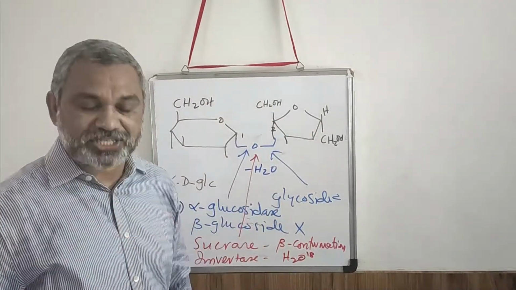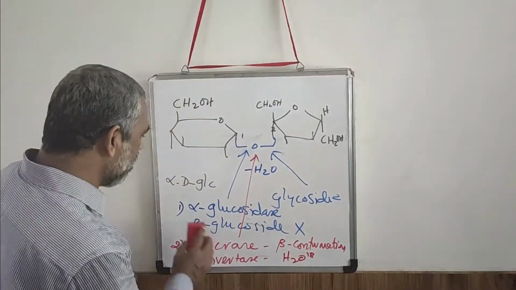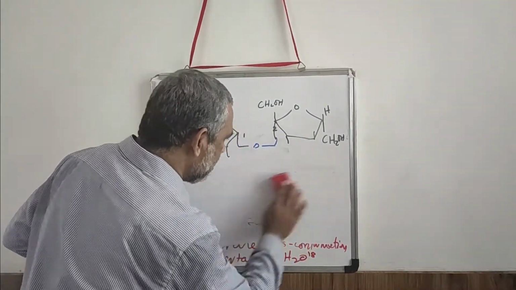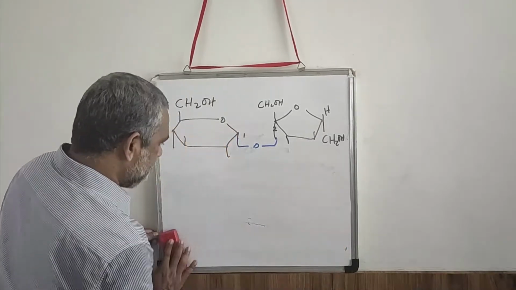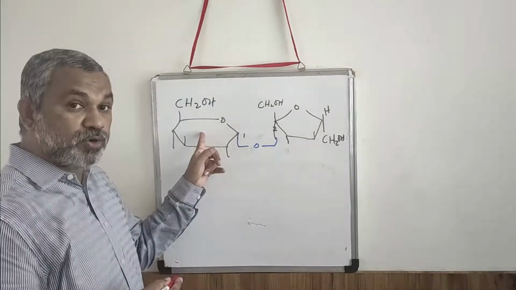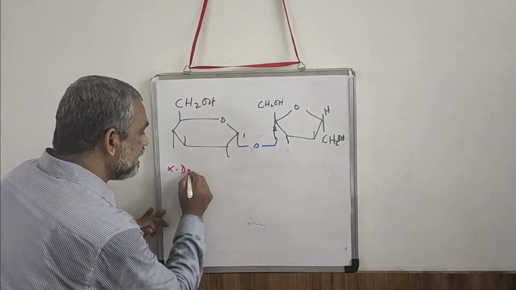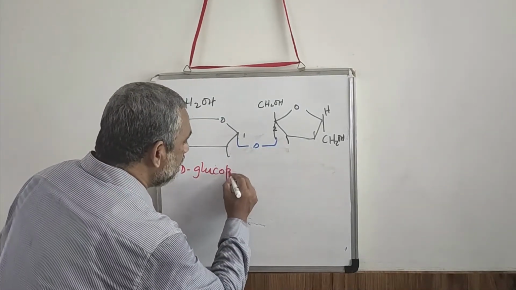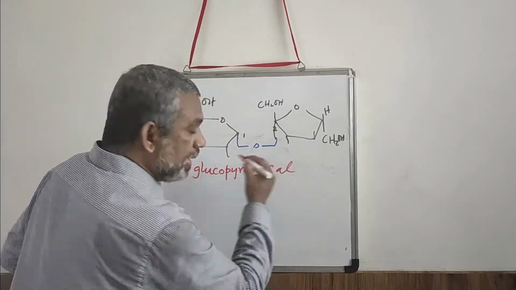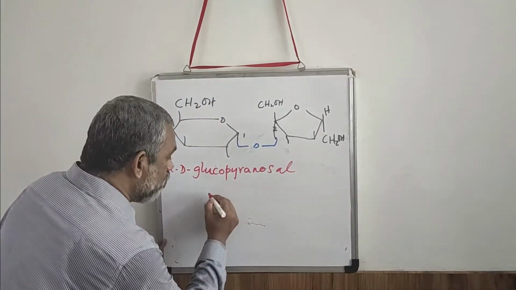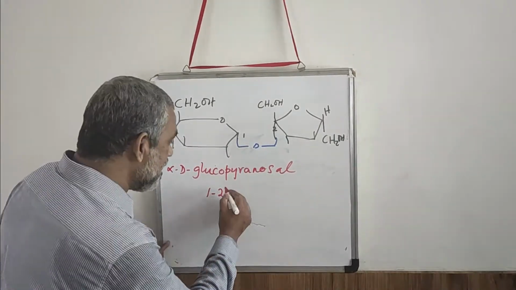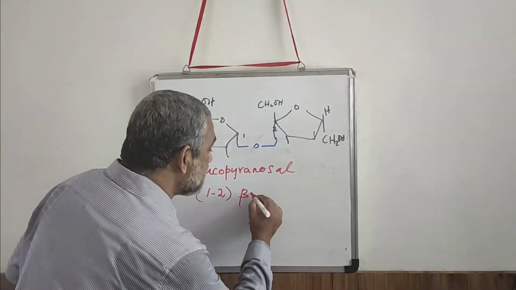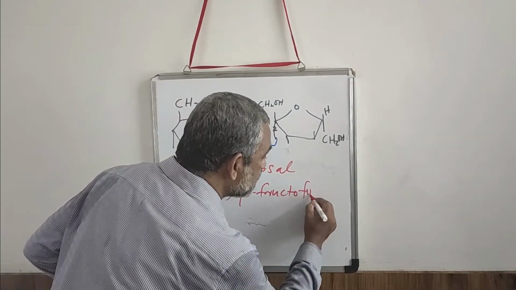This is the structure. So let us name this compound. This is alpha D-glucose, and glucose is existing in the pyranose form, glucopyranosyl. There is a linkage, a 1 to 2 linkage. So alpha D-glucopyranosyl 1,2, and the next we have is the beta fructofuranoside.